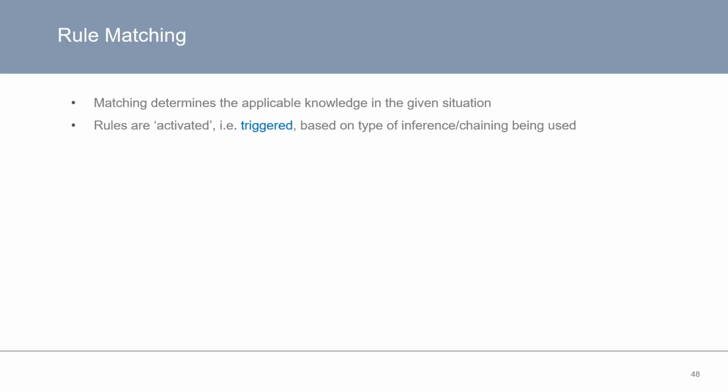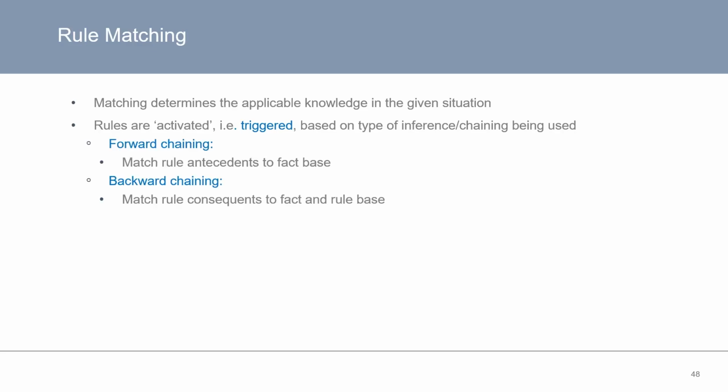An important part of using rules to make inferences is the process of rule matching. Matching is all about determining the applicable knowledge of the given situation. In other words, based on the knowledge at hand, which rules are relevant to look at further. Rules become activated or triggered based on the type of inference or chaining being used.